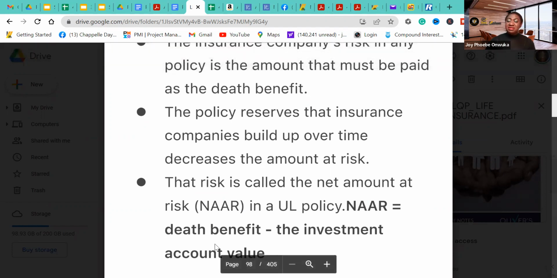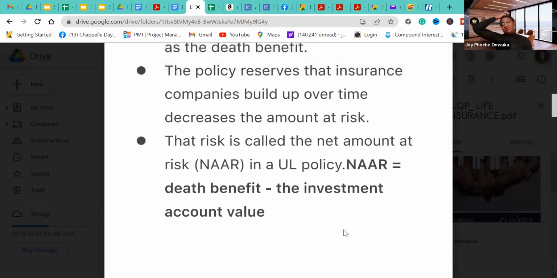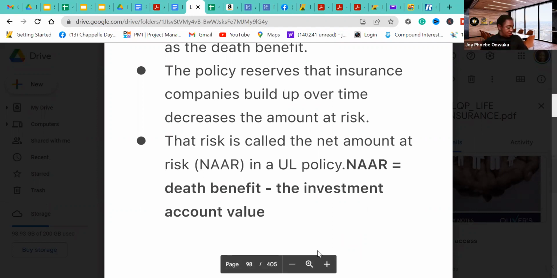Now, this net amount at risk is death benefit minus investment value. The way to calculate the net amount at risk is death benefit minus investment account. You want to write that down. All right, so the net amount at risk, NAAR, is equal to the death benefit, okay, minus the investment account value.